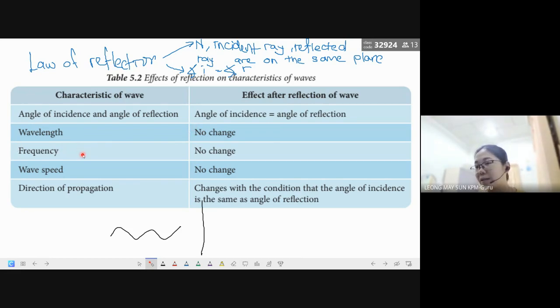Okay, next is the frequency. Frequency depends on the source. So even though it hits an obstacle, the source, which is me, doesn't change at all. So the frequency will not change here. Next is wave speed. The wave speed formula is v equals f lambda. If the frequency doesn't change and the wavelength doesn't change, therefore wave speed also doesn't change. So what changes? The direction of propagation. The wave initially moving towards the right, when it hits a wall, will move towards the left, right? Because it is being reflected back. So the change is with the condition that the angle of incidence is the same as the angle of reflection. So this is the characteristic of reflection of wave.